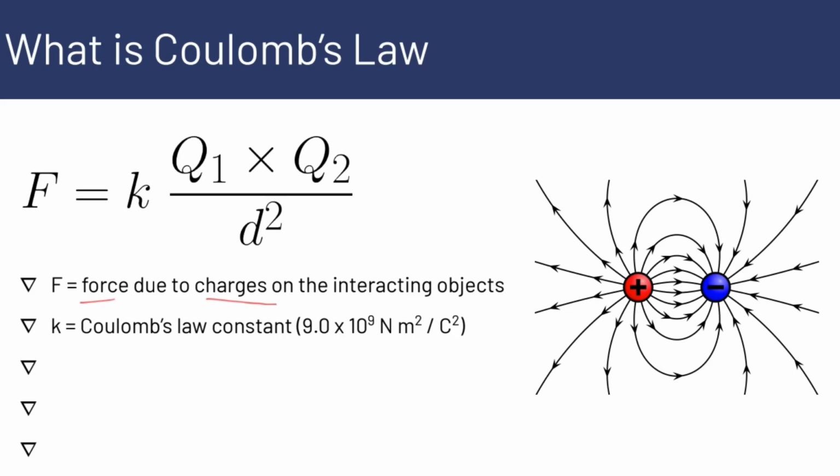K is the Coulomb's law constant. This value is 9.0 times 10 to the 9th, and the units are newtons meters squared per coulomb squared. So that's the units for the constant there.